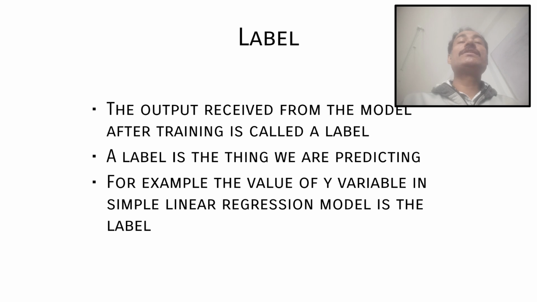The next one is label. The output received from the model after training is called a label. A label is the thing we are predicting. For example, the value of the y variable in a simple linear regression model is the label. We know that in a simple regression model, y = ax + b. This is the mathematical representation, and here the y value we are predicting with the help of x is the label.